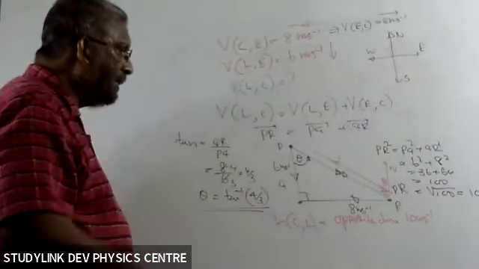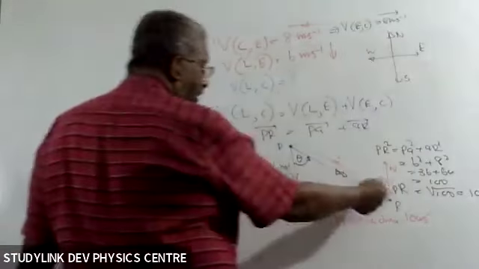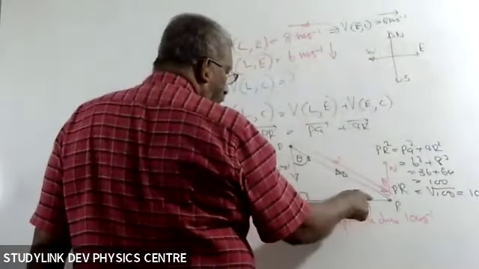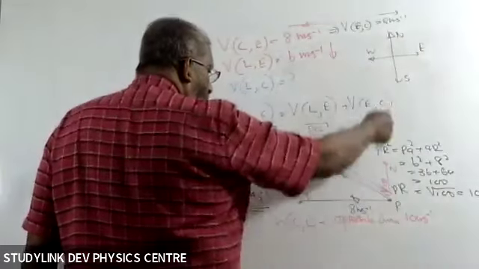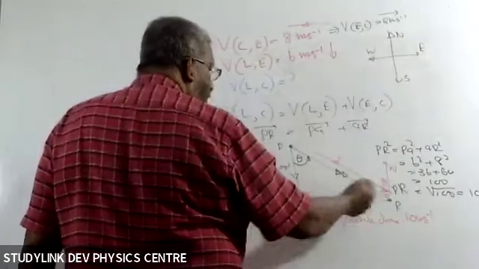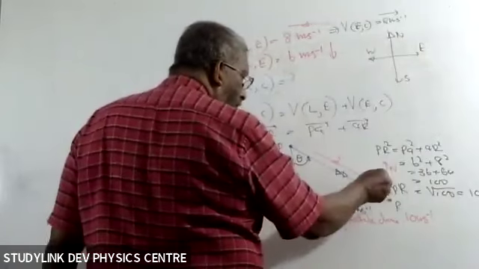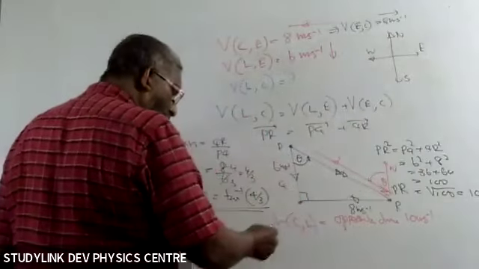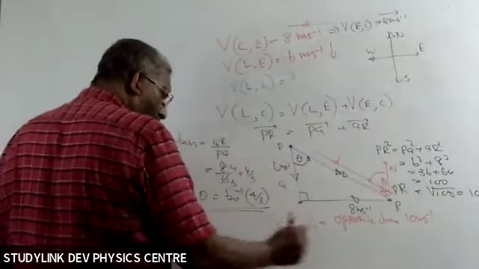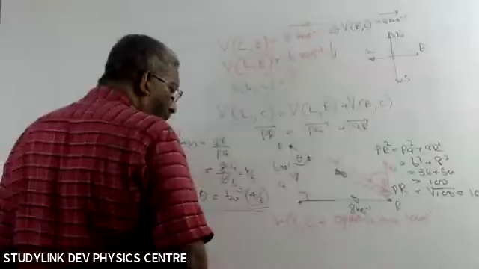Then you can see the direction. Direction is opposite. This is P to R, this is R to P. This is north, this is west. So theta can be told from north to west. Therefore, state it, note it.